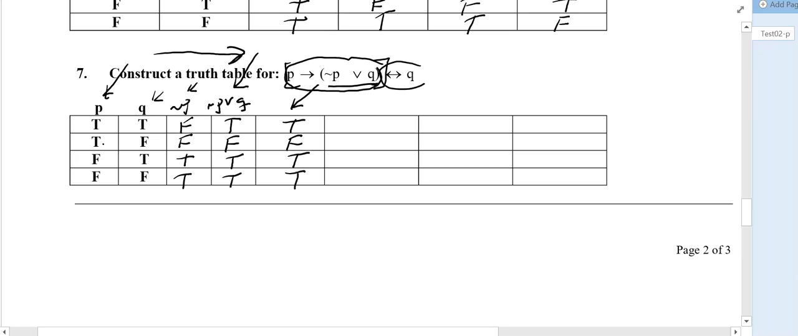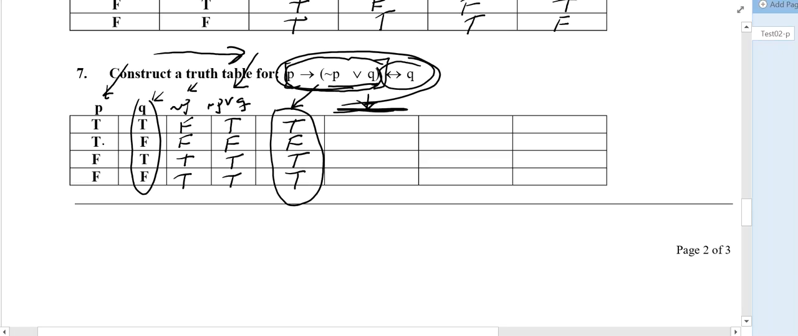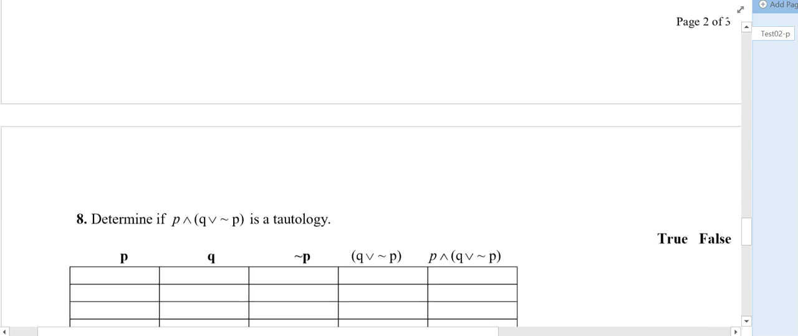Now I'm ready for the if and only if. So this is our final statement column. I'm not going to put it right here, but here's the final statement column. I'm going to be working with this column and the Q column. It is an if and only if. That's the operator, right? If and only if is true when they're both the same. They're the same. They're the same. They're the same. They're not the same. And there's the truth table for that one. Moving on.